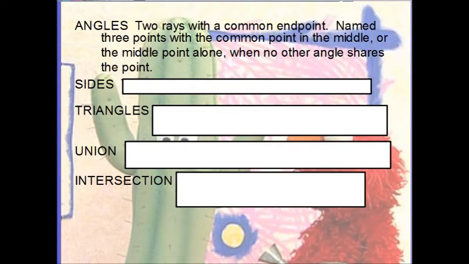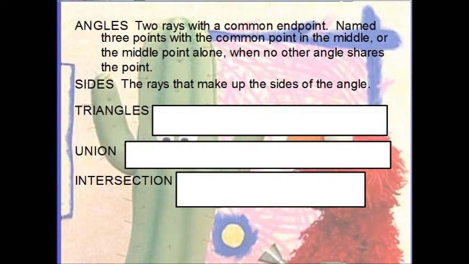Next, we have angles. Angles are 2 rays with a common endpoint. It's named with 3 points with the common point in the middle, or the middle point alone when no other angles share the middle point. It's important to have 1 point on each ray, and the middle point, which is also referred to as a vertex, in the middle.